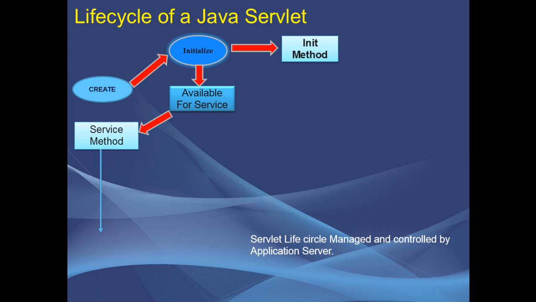So now the service method is going to be invoked. Remember, the service method is a method inherited from our superclass unless I have overridden it. Then the service method is simply going to continue on down and pass control into either a doGet method or a doPost method.